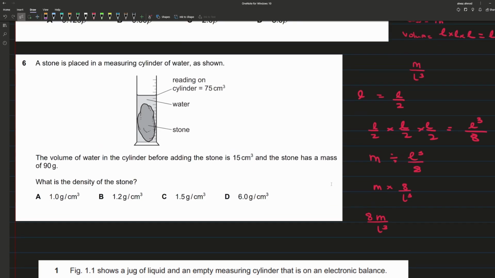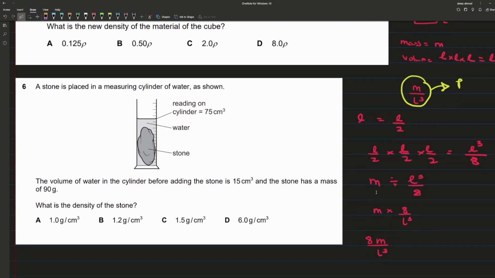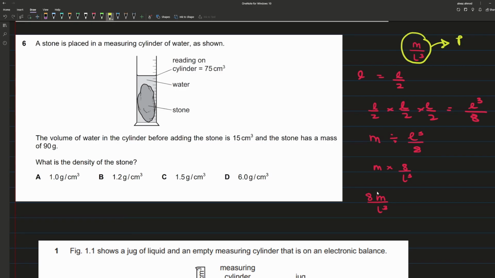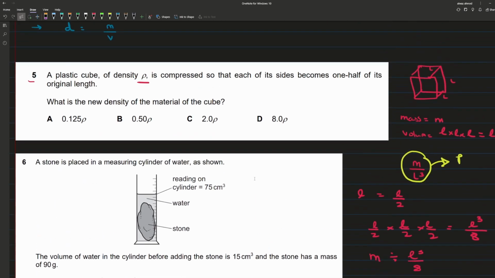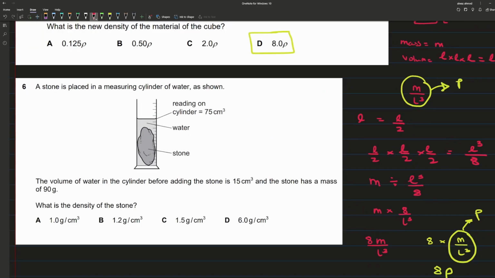Now in the question they've said that the original density of the cube is denoted by P. So the original density that we calculated was M over L cube. This M over L cube we can also write as P. So now we have to search for the M over L cube in our compressed density. So we've got 8 multiplied by M over L cube. Now we can substitute this M over L cube with P. So we get 8P and we get the answer D. The next question says that a stone is placed in a measuring cylinder of water as shown.